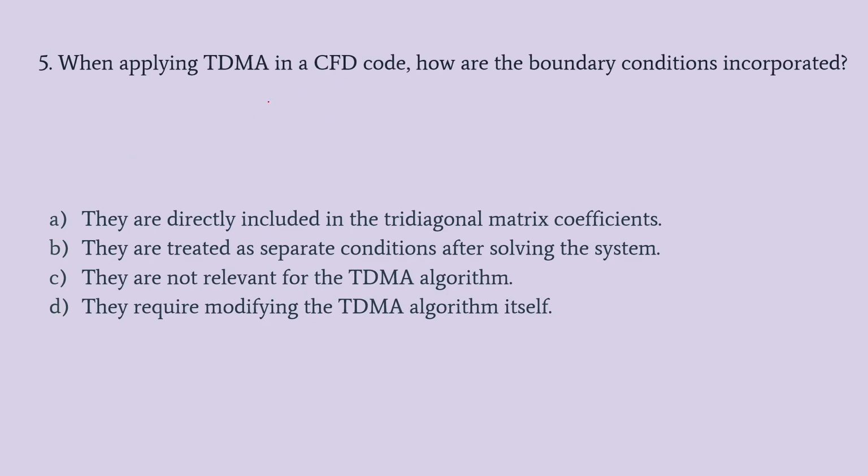When applying the TDMA method in a CFD code, how are the boundary conditions, BCs, incorporated? Option A, they are directly included in the tridiagonal matrix coefficients. Option B, they are treated as a separate condition after solving the system. Option C, they are not relevant for the TDMA algorithm. Option D, they require modifying the TDMA algorithm itself. So the question is about the treatment of boundary conditions while using the TDMA method. You can try to answer the question.